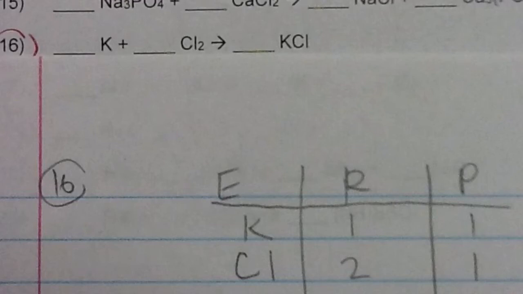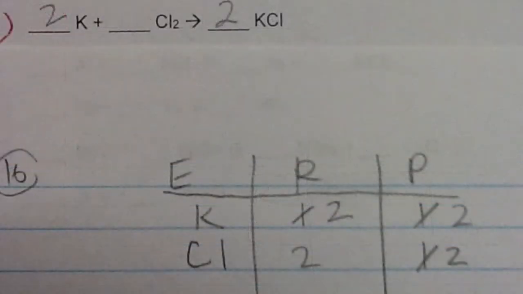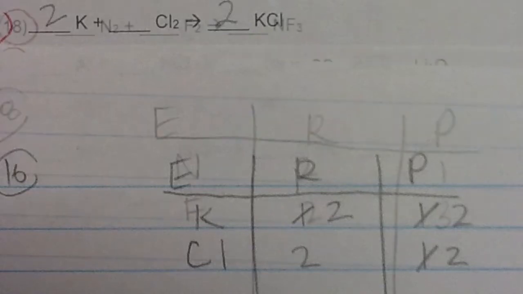Number 16 just contains the elements potassium and chlorine. There are 1 reactant potassium and 2 reactant chlorine, and there's 1 product potassium and 1 product chlorine. If I put a 2 in front of the potassium and chlorine on the product side, that brings my counts for potassium and chlorine up to 2 on the product side. Now I just need to bring my reactant potassium to 2. If I put the coefficient 2 in front of the potassium on the reactant side, the equation is balanced.